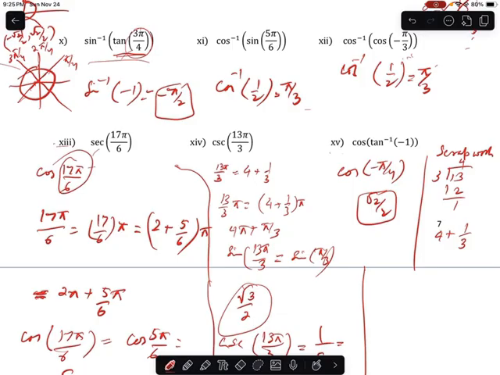So some of these are pretty quick or simple, but the others involve a little bit of work. This is how you deal with these inverse functions. This is the end of chapter 5. Now we will move on to chapter 6 in the next video.